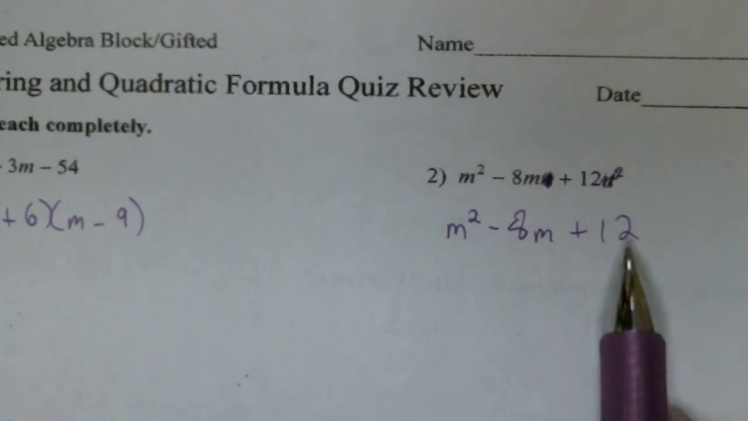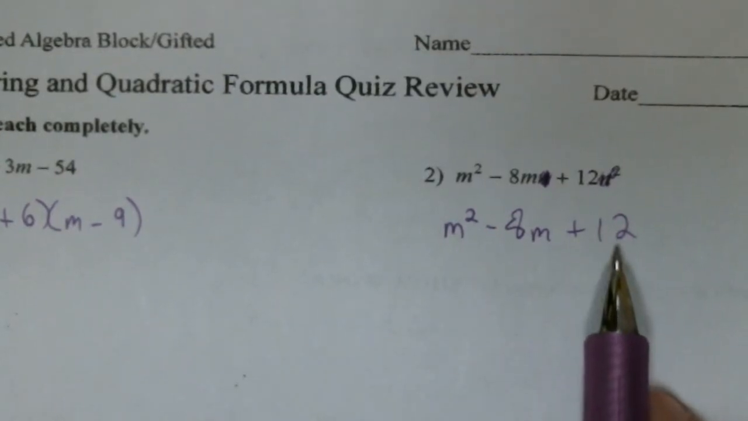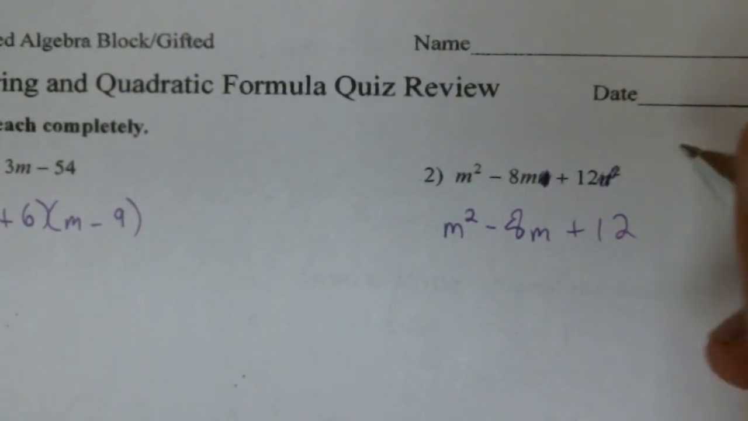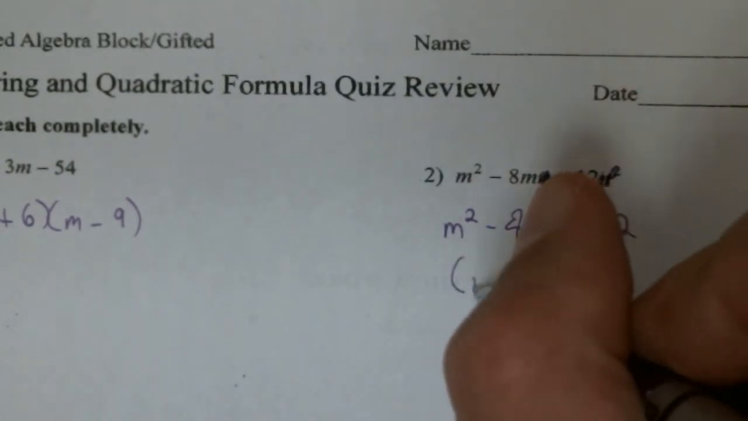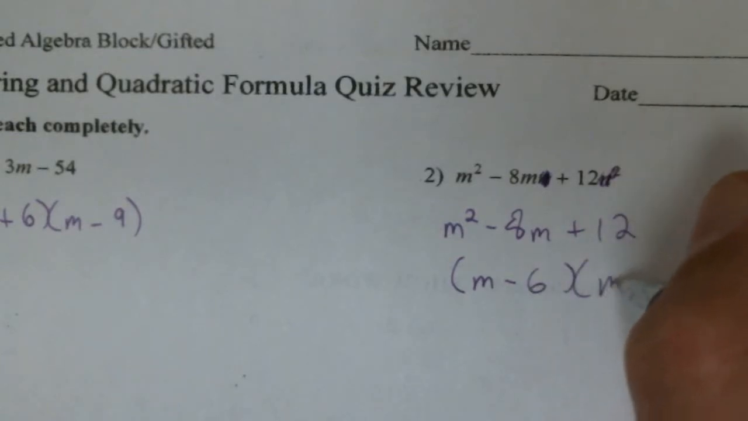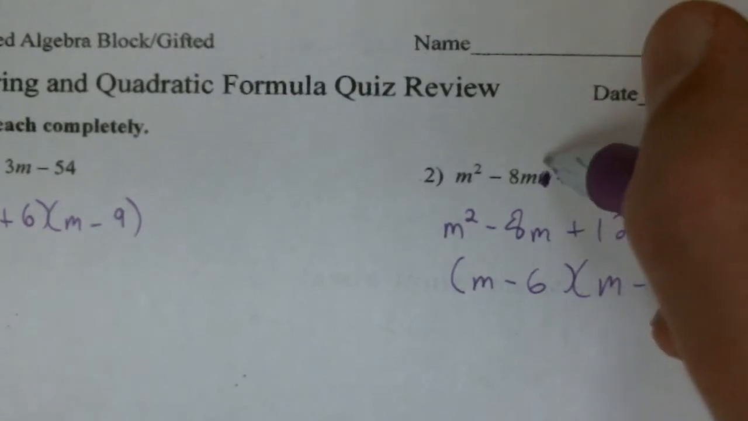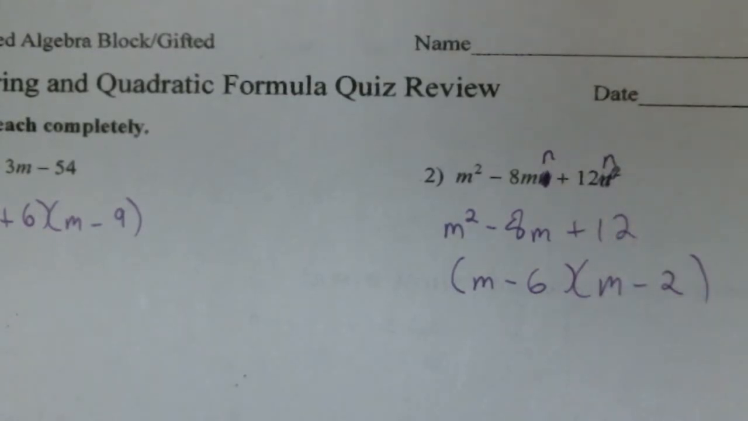What are the factors of 12 that add to, there's no GCF, it's not a special case. What are the factors of 12 that add to negative 8? That's negative 6 and negative 2. So this is going to factor as m minus 6 and m minus 2. Okay, we say, wait a minute, Mr. Manice, there's an n here. Well, if there's an n there, where do you think the n goes? There's only really one spot it could go, right there on the back end.